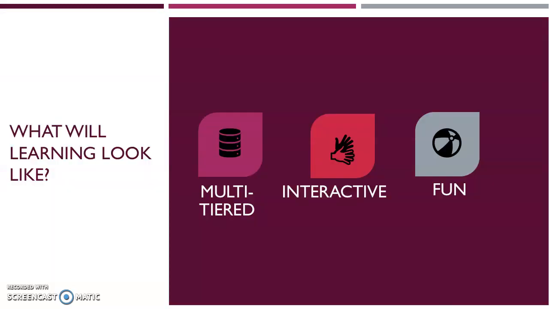What will learning look like? These are third graders. And library is called a special at our school, which means they don't get grades. It's just a special thing they get to do every week. Because of that, everything needs to be fun for them. They already love coming to library, but we don't want to make libraries seem boring. So it's going to be multi-tiered, which means we're going to do lots of different things.